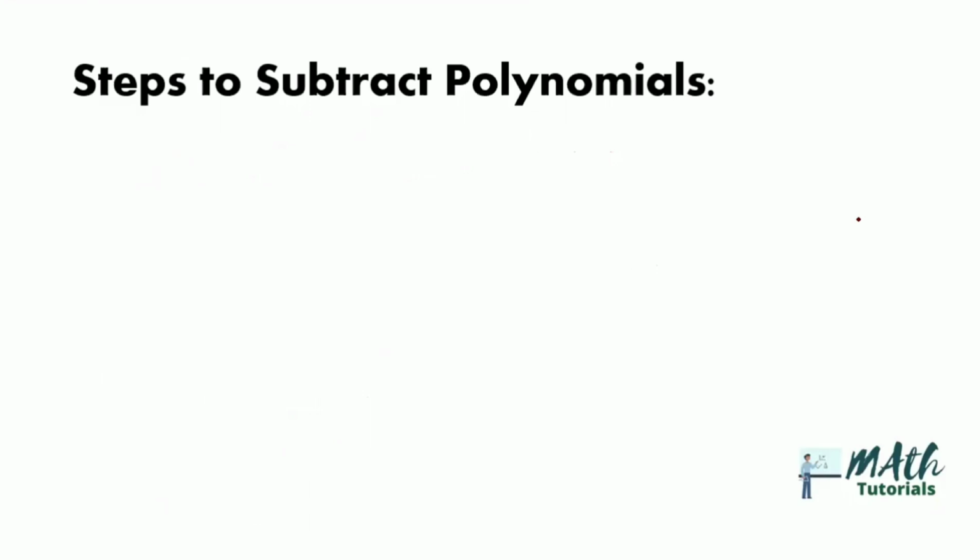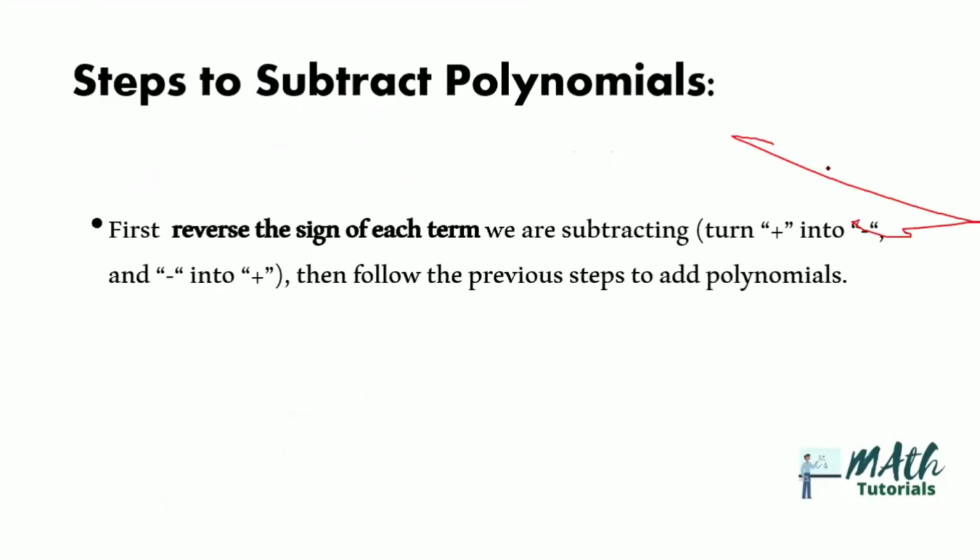Next one, steps to subtract polynomials. First, reverse the sign of each term we are subtracting. Turn plus into negative and negative into positive. Then follow the previous steps to add polynomials.